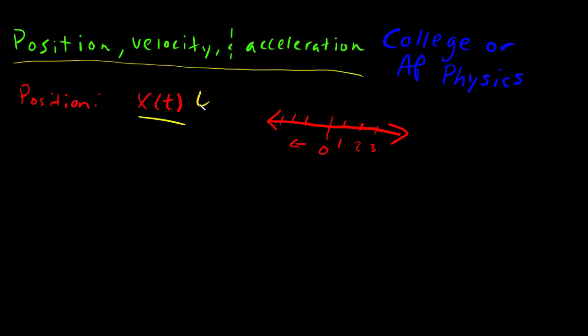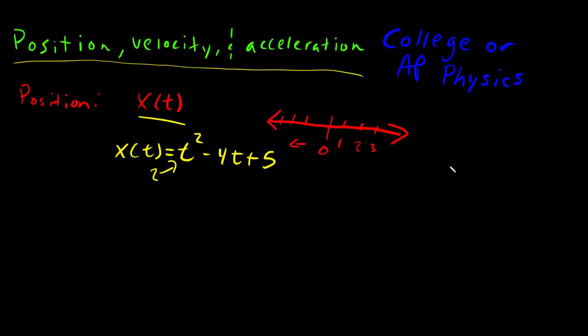Here would be an example. Say that you had x of t equal to t squared minus 4t plus 5. This is what a position equation would look like. Say you want to figure this out at 2 seconds. You want to know where x is located on this number line at 2 seconds. So you just plug in 2 for t. T is always in seconds.